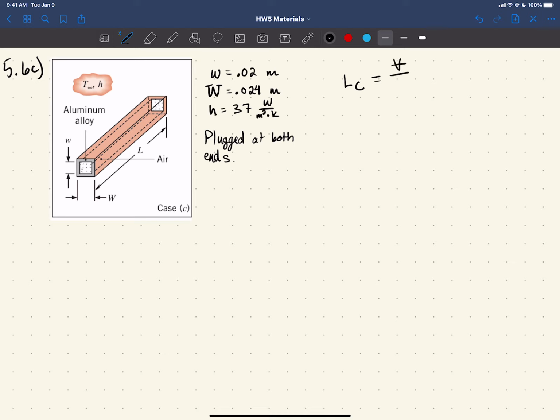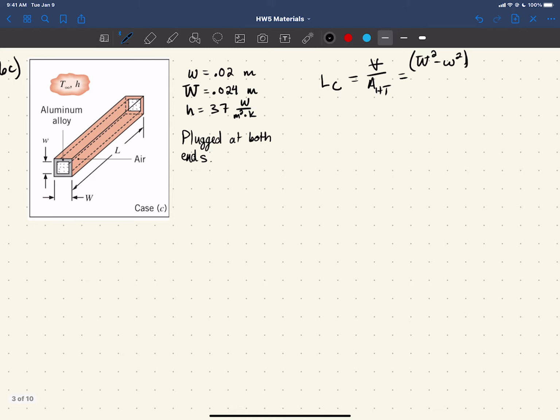Just to make it easier to calculate LC, so volume over AHT. Here, your volume is going to be, once again, remember what I said, cross-sectional area times the length. In this case, the cross-sectional area is big W squared minus little w squared, because I'm assuming that this is a square tube with the way that the dimensions are given. You can take the area of the outer square, the biggest dimension, and subtract the area of the smaller inner square, and you get the area that's left behind, which is what we care about. And then you multiply that by L to get the volume.